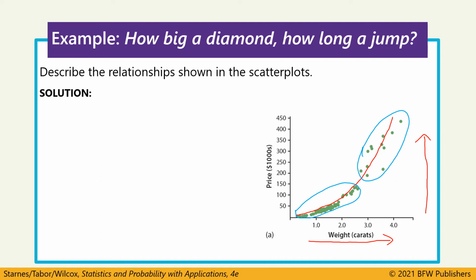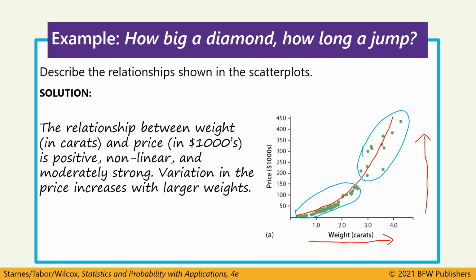Lastly, anytime we describe an association or a relationship with FUDS, we want to make sure we include context in the same way we did when describing distributions with SOCS. That said, the relationship between weight in carats and price in thousands of dollars is positive, nonlinear, and moderately strong. Right? This hits 3 of the 4 things in FUDS. Doesn't mention unusual features because there's none in particular. If we wanted to say maybe this guy he's a little bit farther away than the other ones. It's also good to make some kind of general statement like this one.